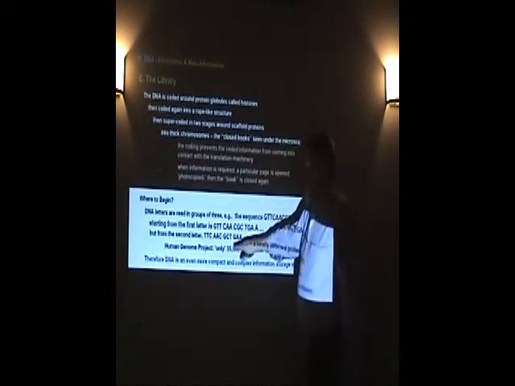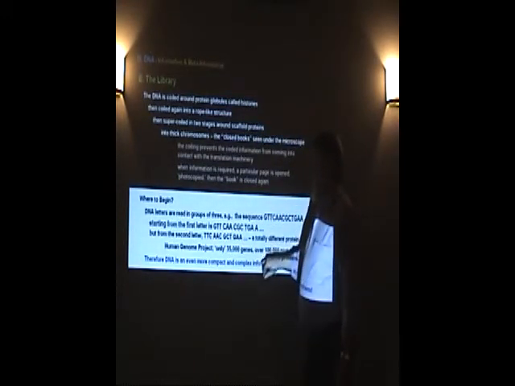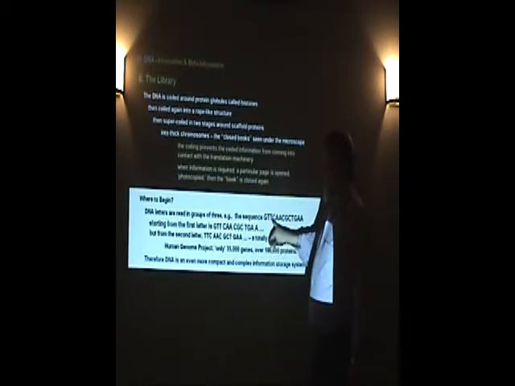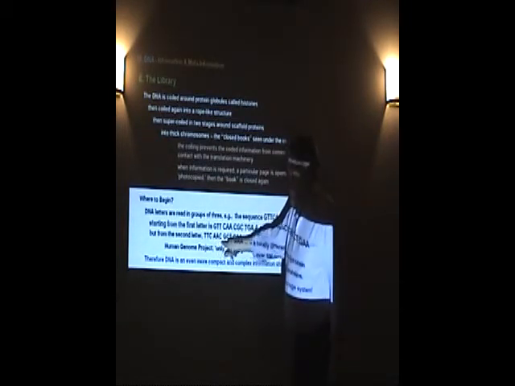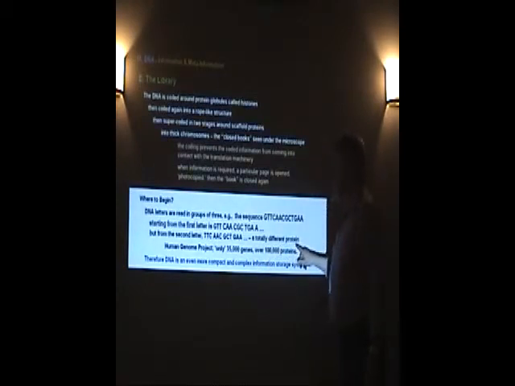Where to begin? DNA letters are read in groups of 3, the sequence GTT, and all the rest. Starting from the first letter is GTT, CAA, CGC, and so forth. However, if you start from the second letter, you have a whole different sequence happening. A totally different protein arises because of the different starting point, only one letter away.